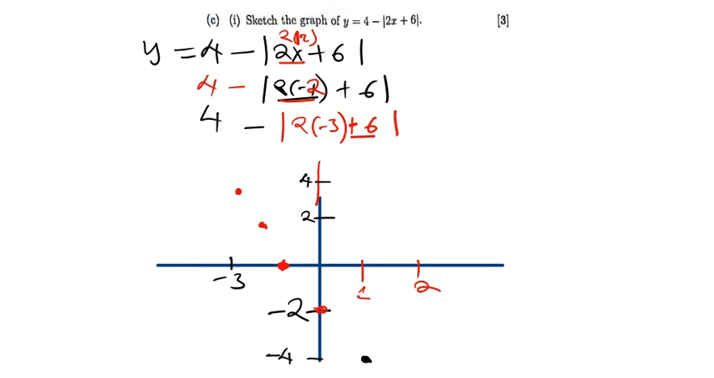So if you try negative 4, that's going to be a minus 8 plus 6. That's going to be negative 2. Yeah, negative 2. And then the modulus of negative 2 obviously is going to be positive. So 4 minus 2, that's going to be a 2. So it will start coming down. So this is the way it's basically going to come out, something like this.